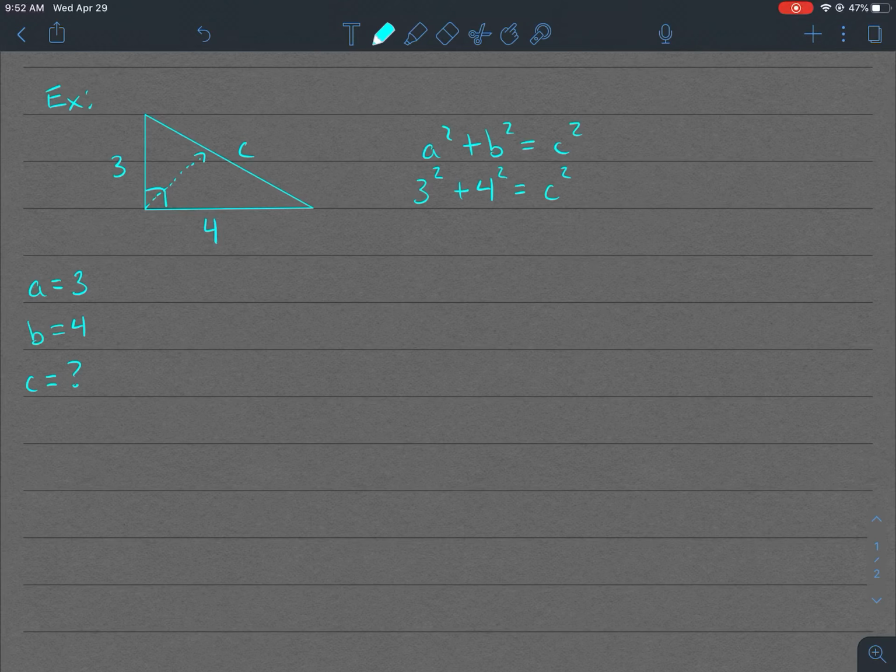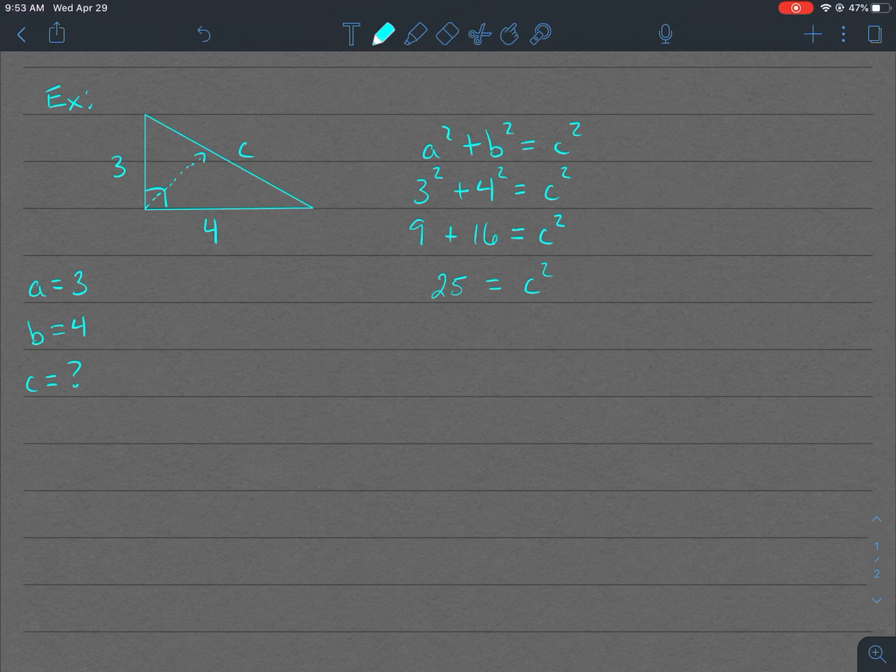Well, 3 squared is what? It's not 3 times 2, so don't do that. It's not 6. 3 squared says that it's 3 times 3, and 3 times 3 is 9. Plus 4 squared, which is not 8, because we're not doing 4 times 2. We've got to do 4 times 4, because that's what 4 squared means. And 4 times 4 is 16. And it equals c squared. Now we just have a basic addition problem. We have 9 plus 16, which gives us 25, and it equals c squared.